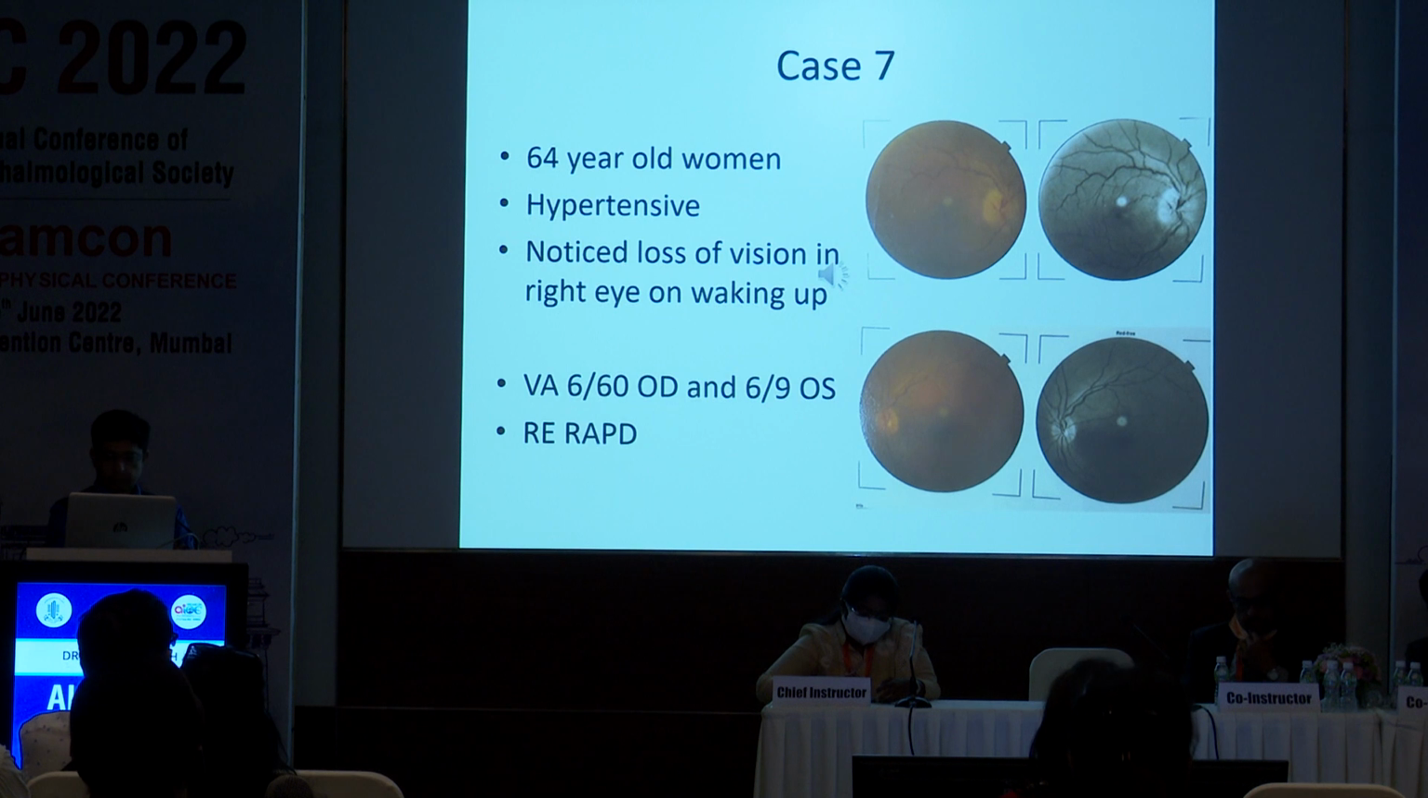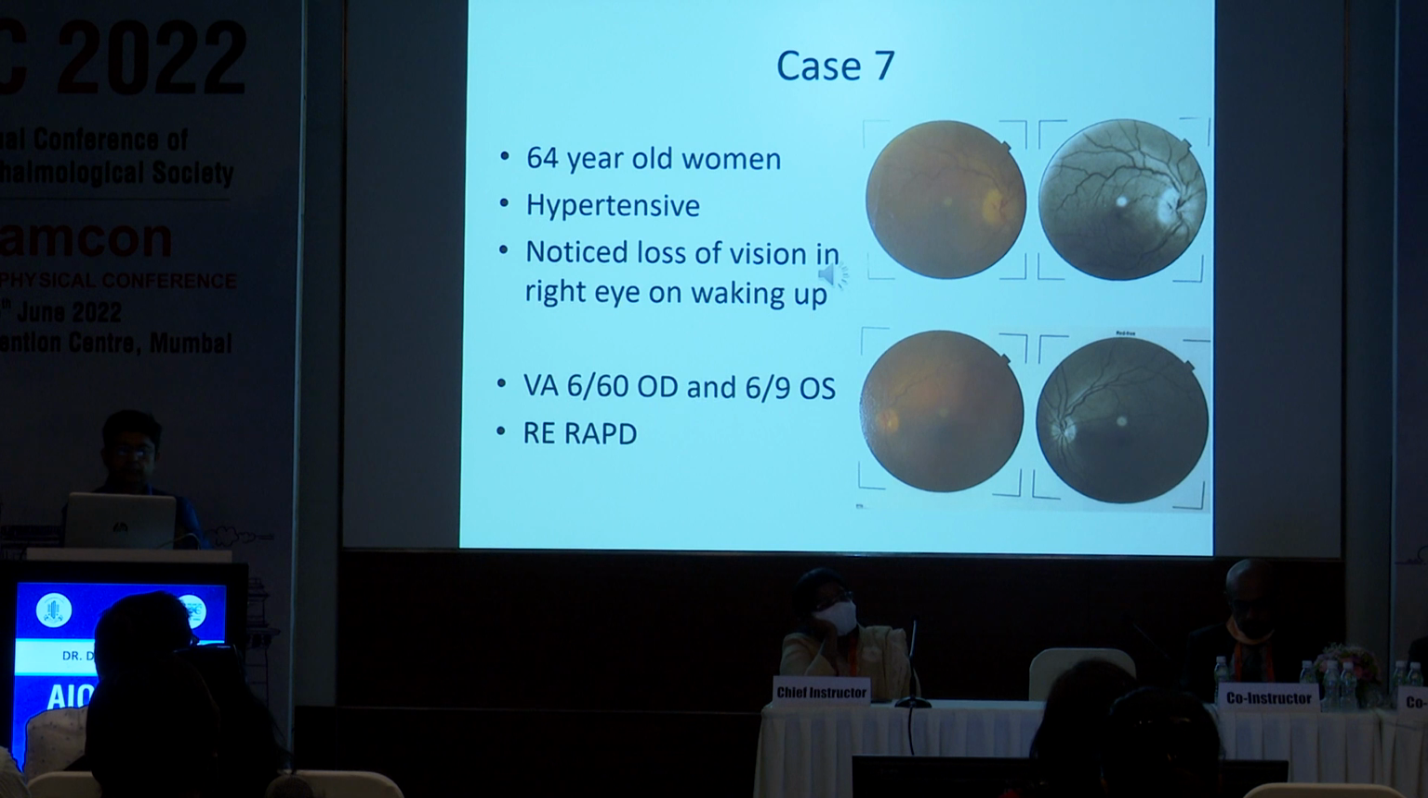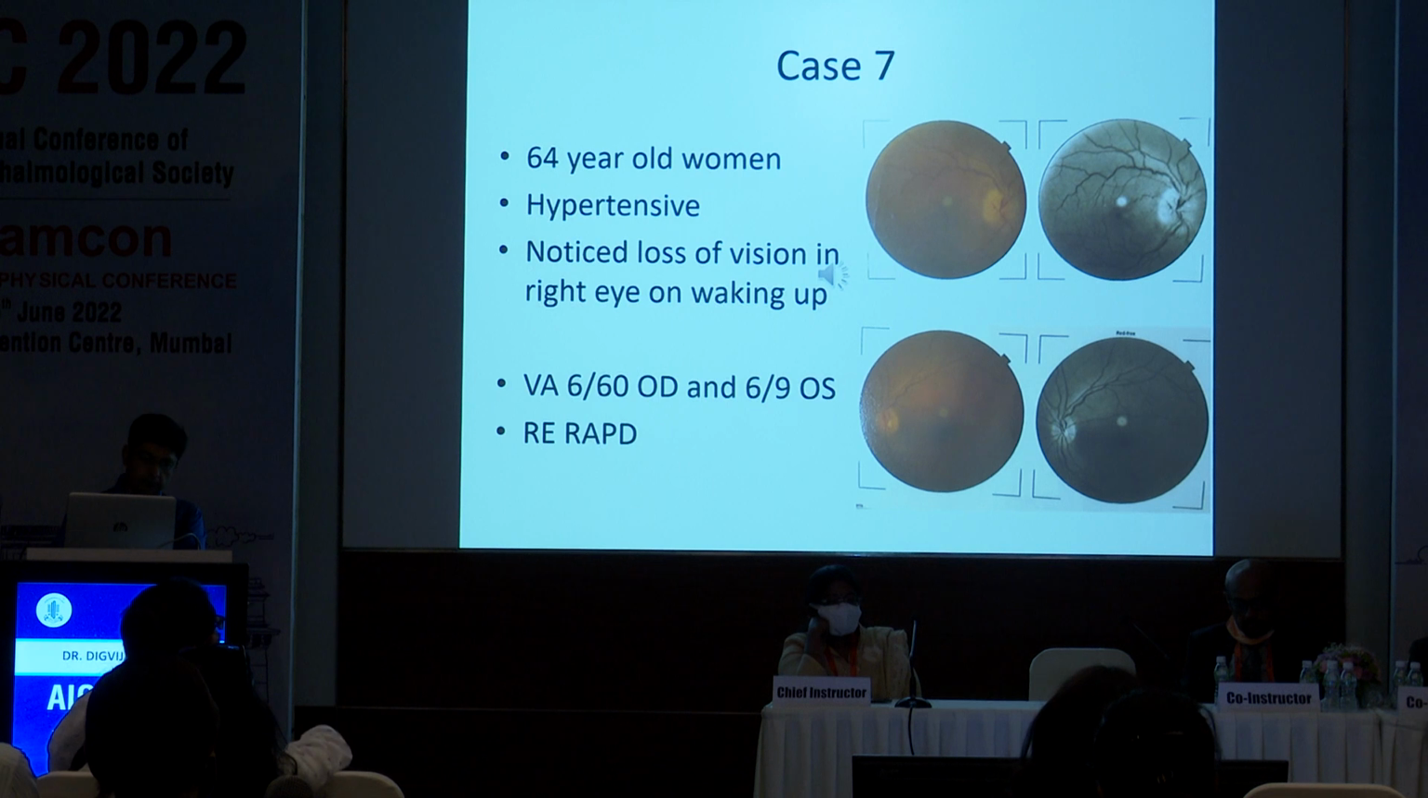This is the fundus image of an elderly, hypertensive female who's noticed vision loss on waking up in the right eye. There is a right eye RAPD. You can see there is a segmental disc edema in the right eye. The left disc is showing a very small cup disc ratio. This is highly suggestive of NAION. In the next slide, you will be able to see the OCT images and the fields showing disc edema and a highly constricted visual field.